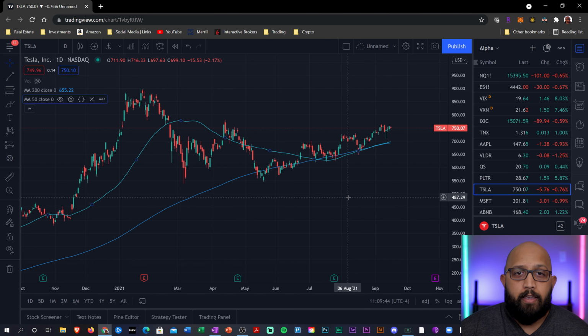So there's some drawbacks to using moving averages in your trading. It's considered a lagging indicator because it's based on historical data. So it is definitely a lagging indicator and something that you should consider in your trading when you're using the moving average.